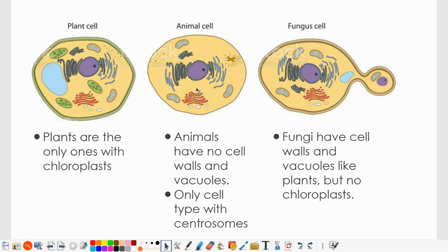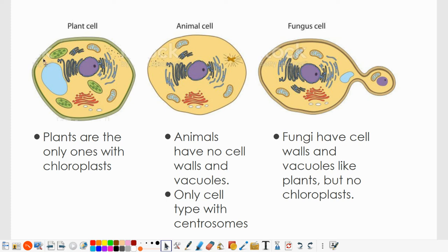But there are some differences. First, if we look at the plant cells, there's a chloroplast. There's another chloroplast. There's another chloroplast. Membranes surrounding stacks of membranes. There are no chloroplasts in the animal cell. There are no chloroplasts in the fungal cells.